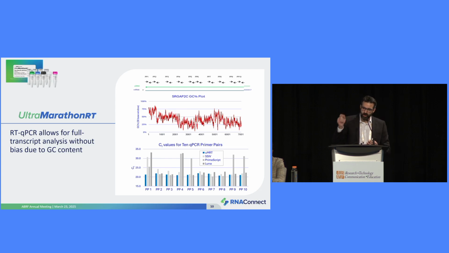Regardless of where the amplicon is located or what the GC content is, UMRT provides very consistent, almost identical Ct values, which you see here in the dark blue bars. However, when using other RTs, the Ct values are highly variable depending on where that amplicon is. So the point is that you never know when your gene quantification is biased by the RTs that you use.